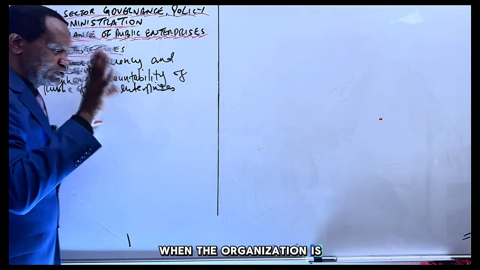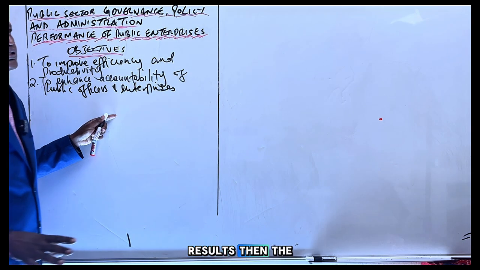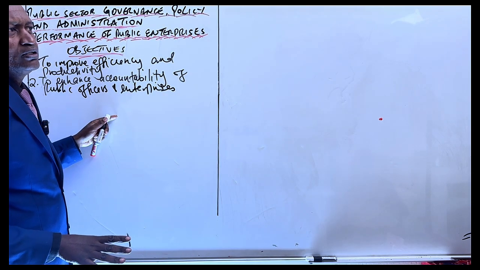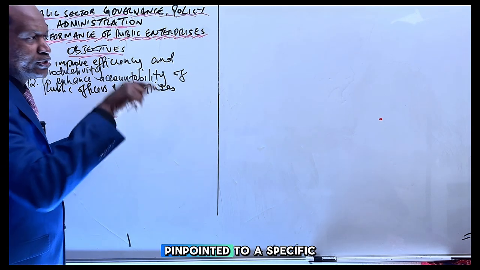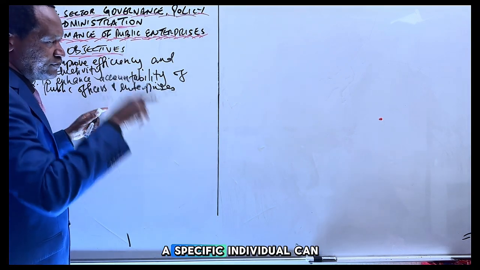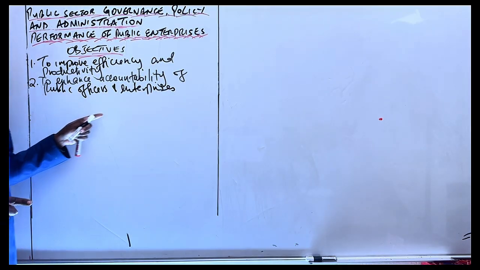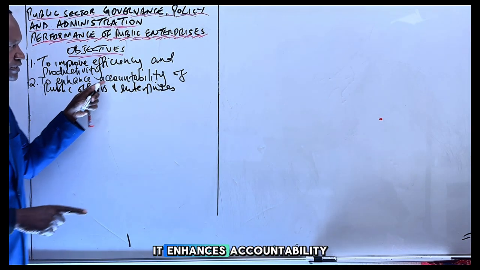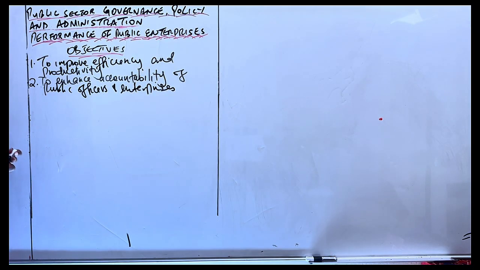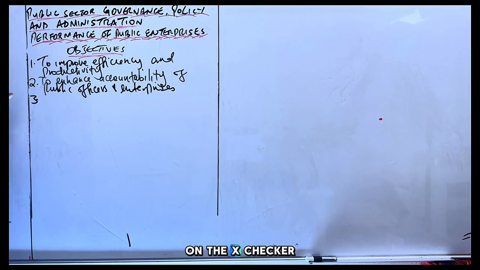When the organization is not attaining the intended results, then that failure can be pinpointed to a specific individual. A specific individual can be held accountable for non-performance. That's why we are saying it enhances accountability. The third objective of performance contracting is to reduce reliance on the exchequer.